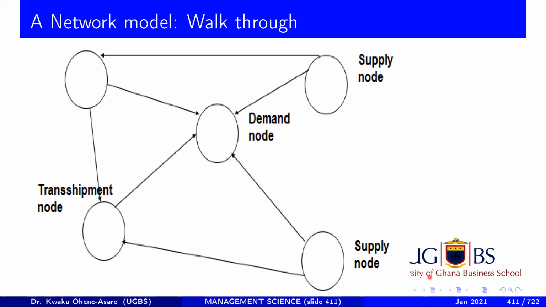And because there is no arrow coming into the supply node, that is why it's a supply node. But if you look at the transshipment node, there's an arrow coming into it and there's an arrow leaving it. So you have an arrow entering the transshipment node and an arrow leaving it. Clearly, you can see that the transshipment node is both receiving and then supplying. So this is just a quick diagrammatic representation of everything.